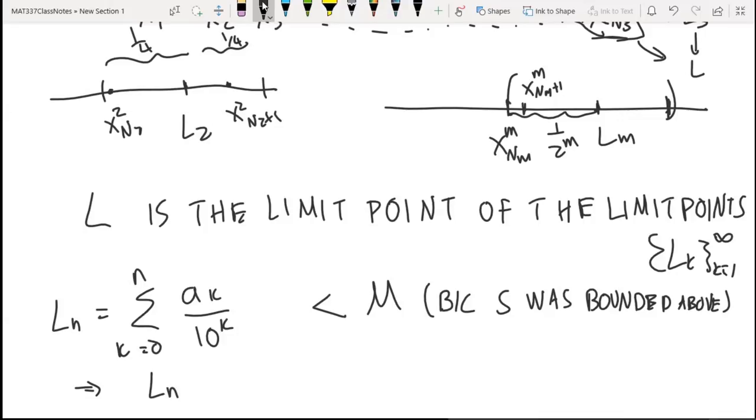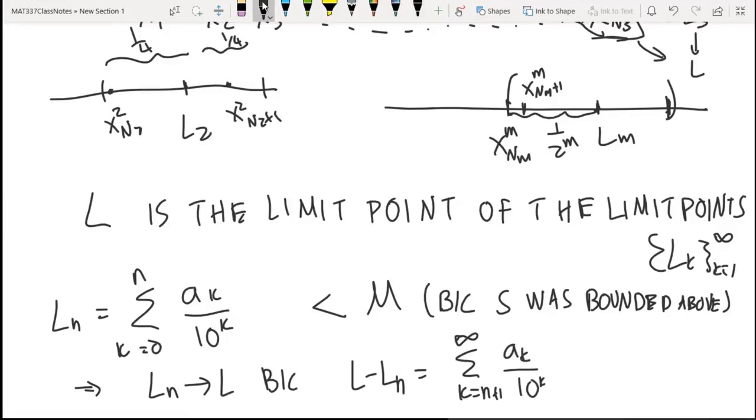I mean, the question is, do you have Ln going to L? Because L minus Ln is equal to the tail sequence. And this is less than 9 over 10 to the K, summed from N plus 1. And this goes to 0. Levon, is that okay?